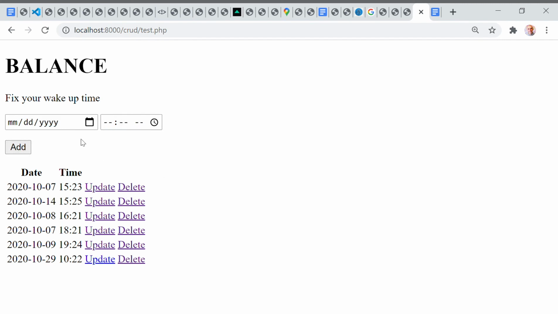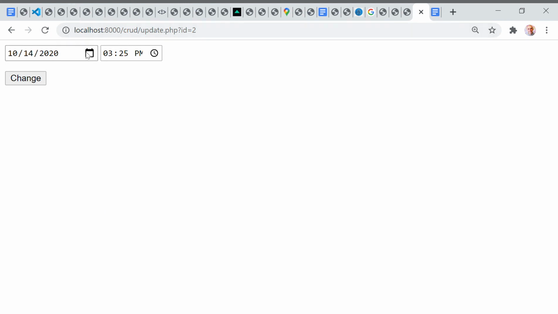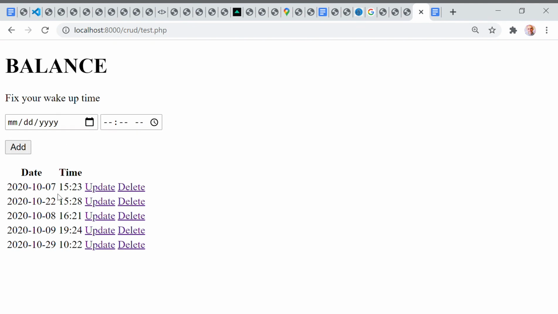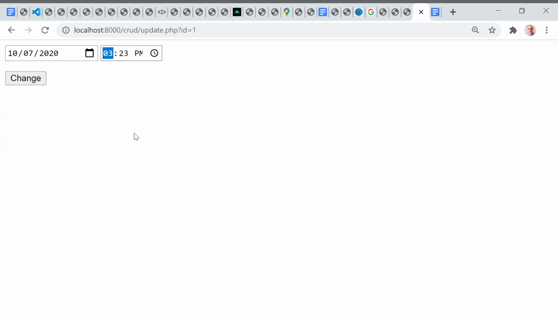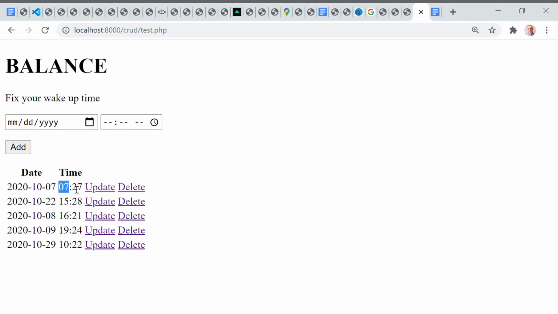All 4 functions. This is the create function. This is the read function that displays, and then I started from the delete function. It was easier for me. It's nicely working, and also this is the update function. Here we can update even the date and time, so it can be changed. For example, this 7th of October 5:23 we update to 7:27 AM, and everything is nicely working.